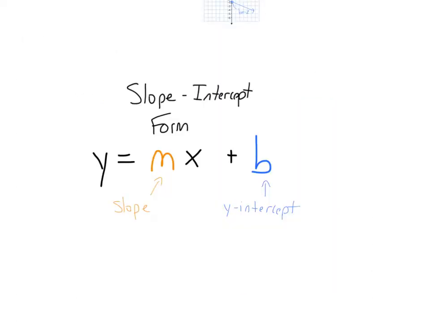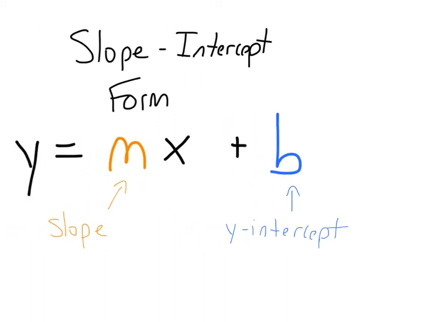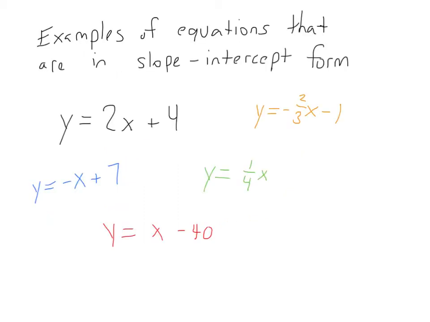All right, let's talk a little bit more about slope-intercept form. Again, let's refresh. We have y equals mx plus b. This could be a minus b if we have a negative y-intercept. m is our slope, b is our y-intercept. Just because this is so important, we're reviewing some examples of equations that are in slope-intercept form. We have y equals 2x plus 4, y equals -2/3 x minus 1, and y equals -x plus 7, and these other two.